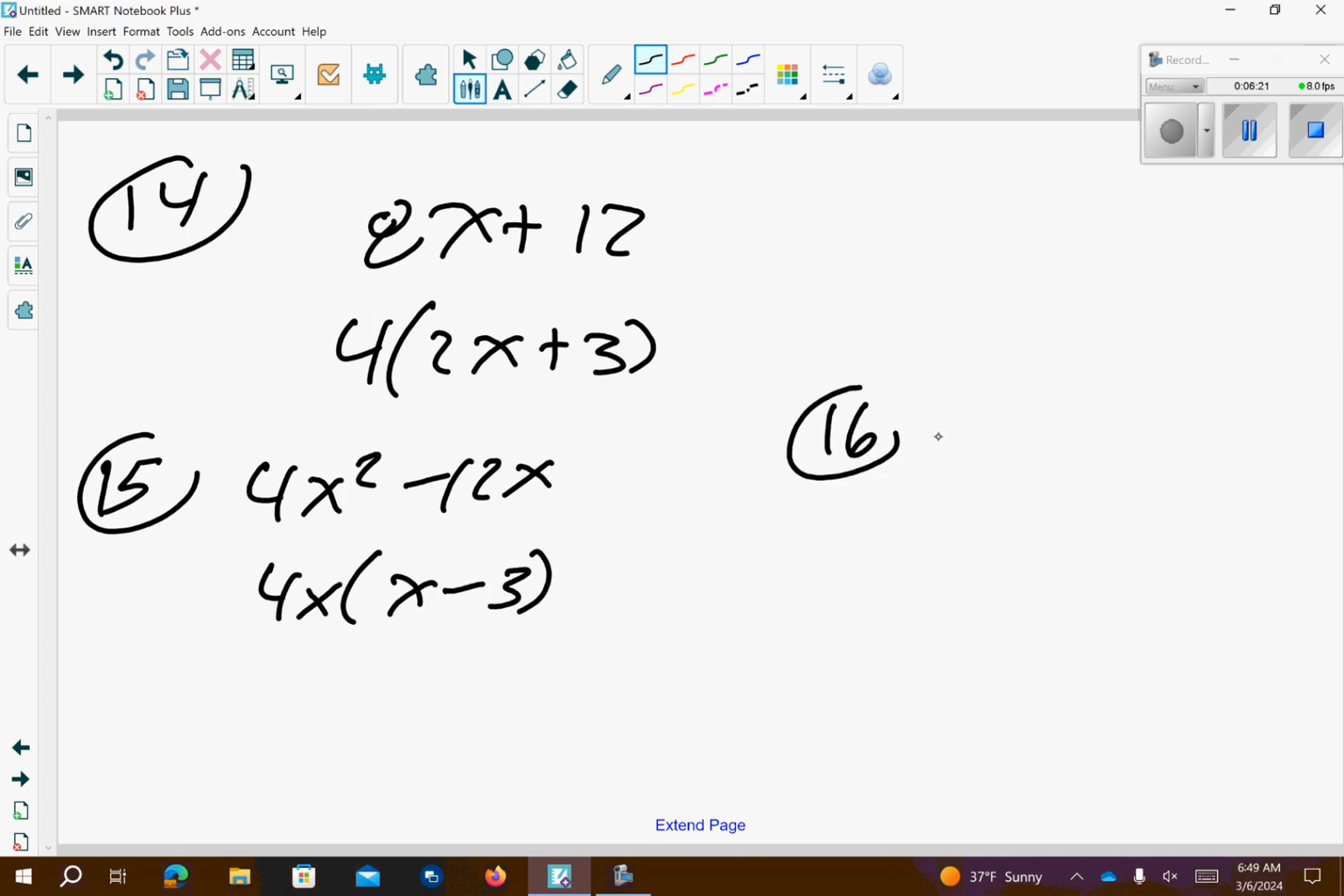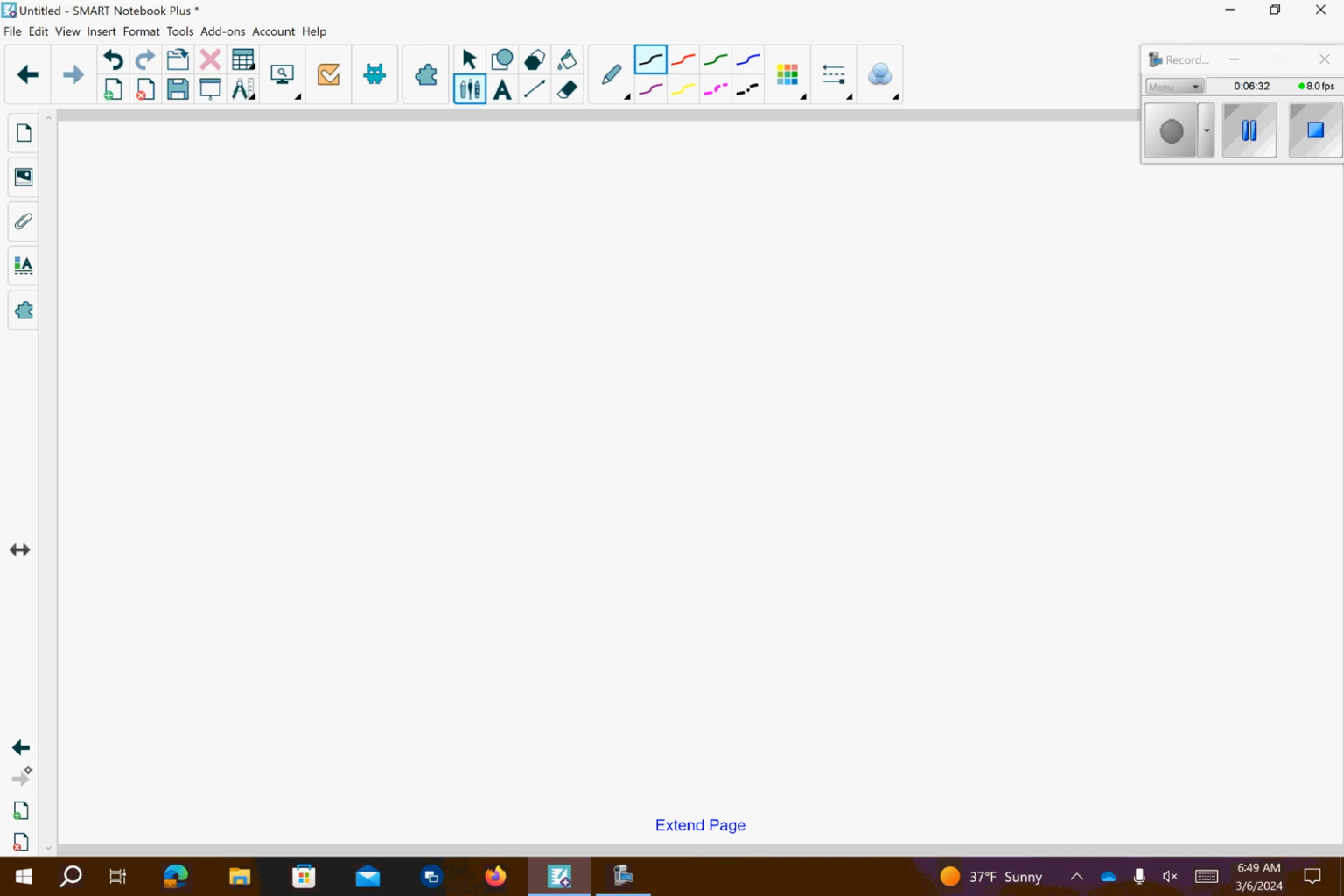Number 16, x to the fourth minus 4x to the third. Factor x to the third out of both. I'm left with that. And then 17, they tell us the area of a rectangle is this.